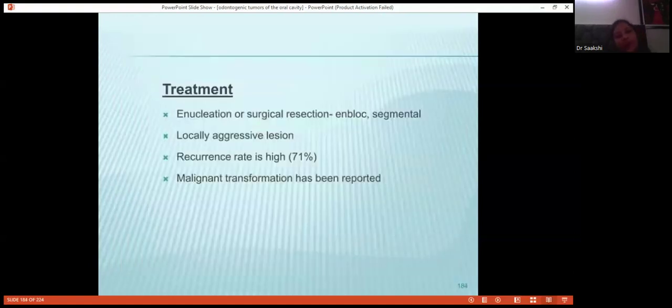The treatment includes your enucleation or surgical resection. It is a locally aggressive lesion. Recurrence rate इसका high होता है, that is around 71%, and in many cases malignant transformation happens.